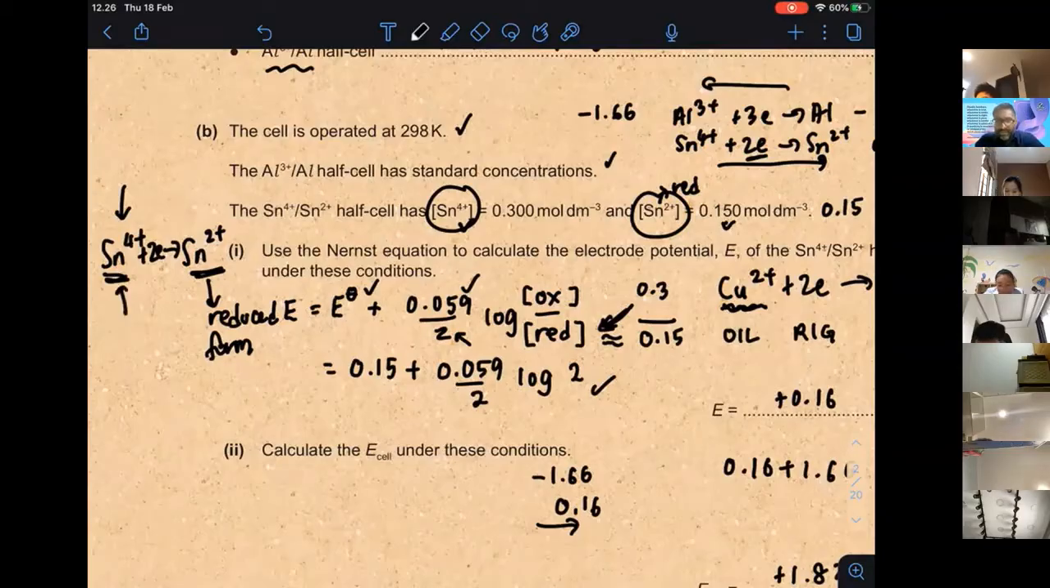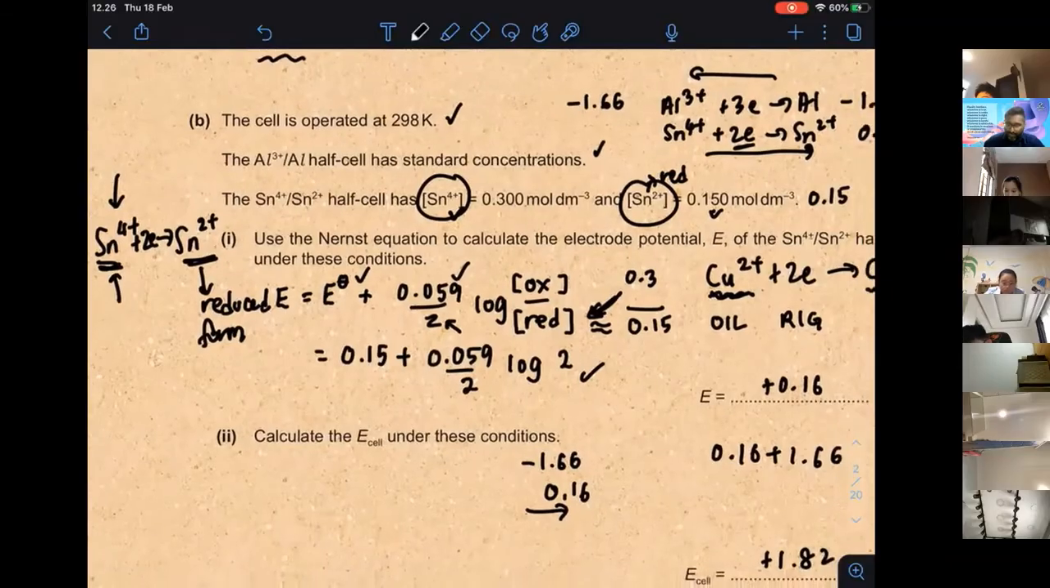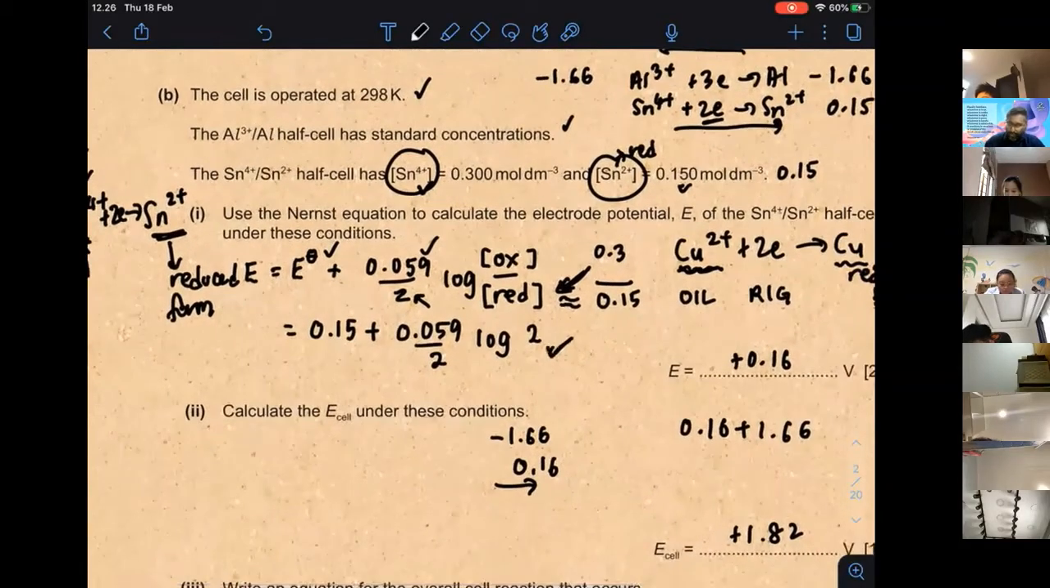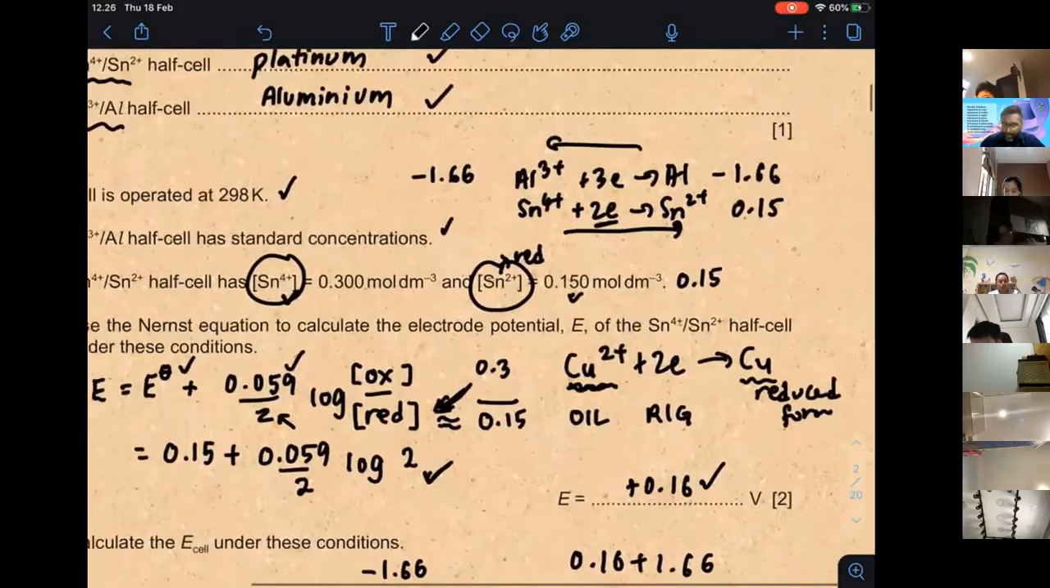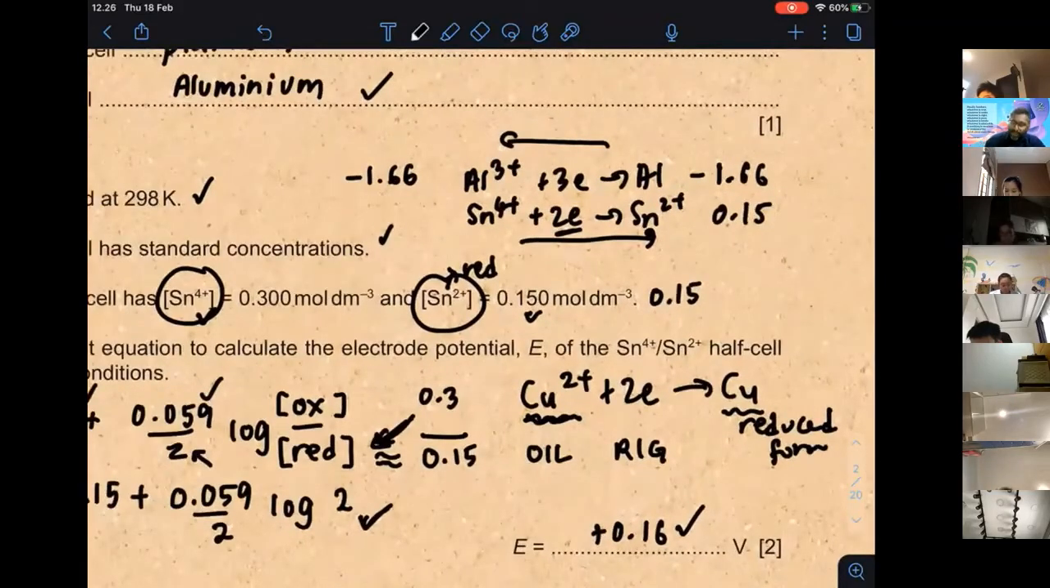Please take note of this very carefully. Once you do that, when you calculate, you will get positive 0.16. Now calculate the E cell, very easy also. Look at your data booklet. You will see that negative 1.66, 0.15.